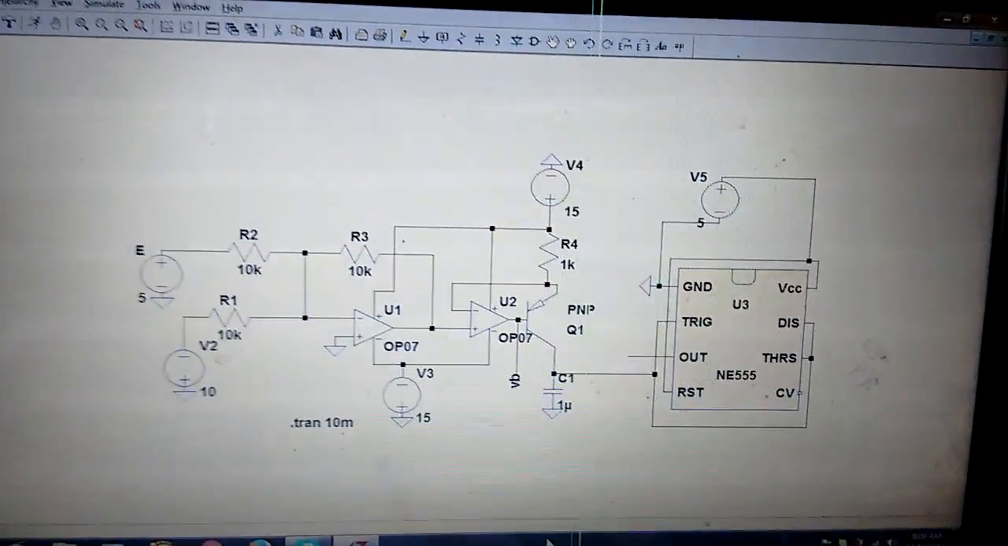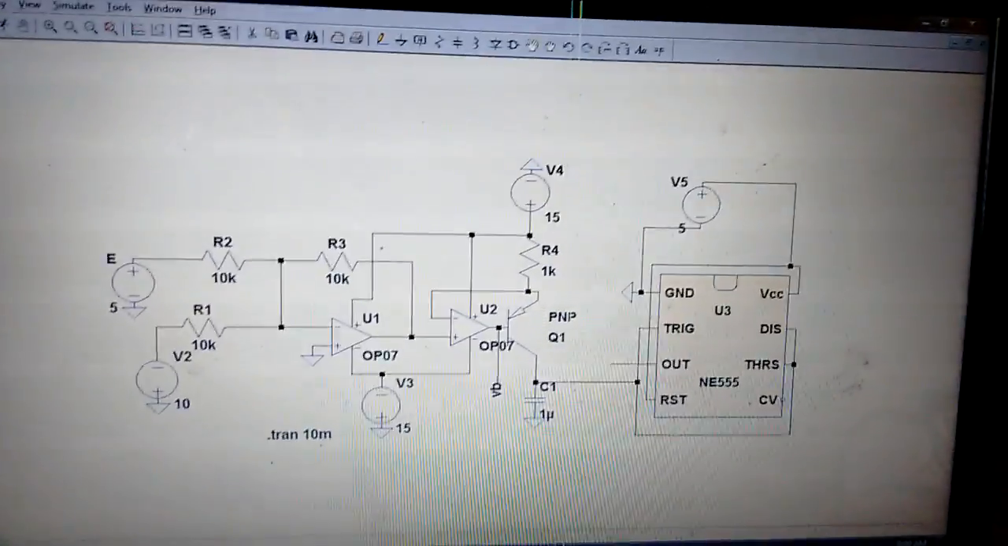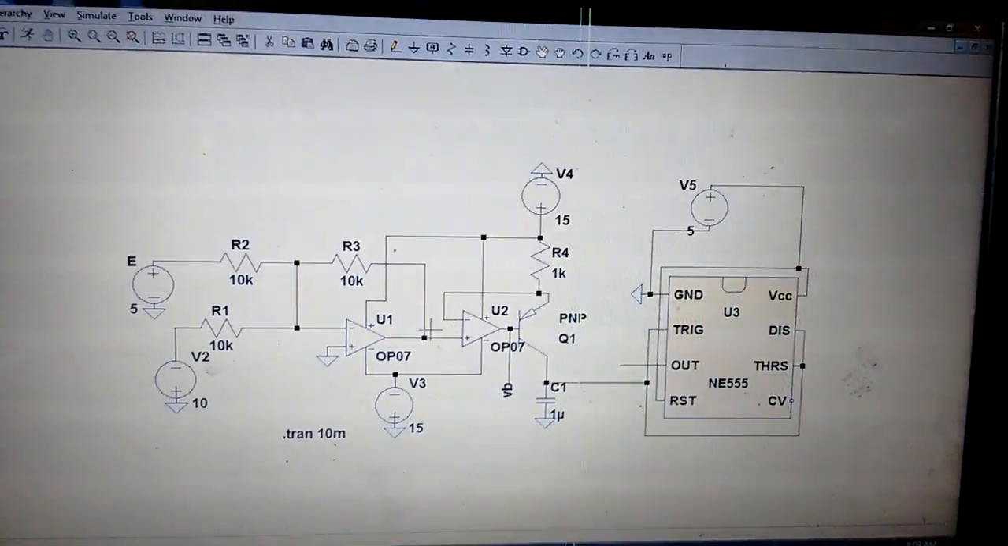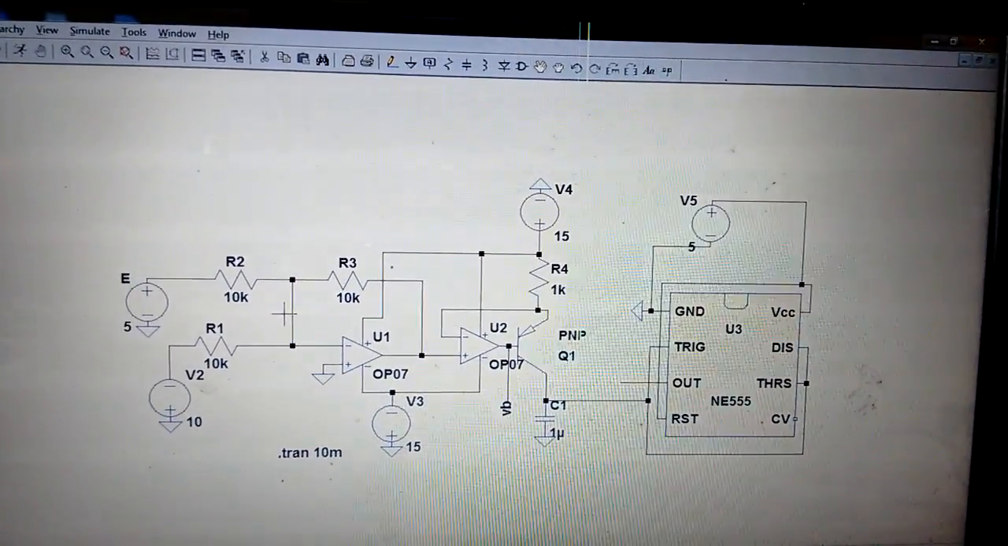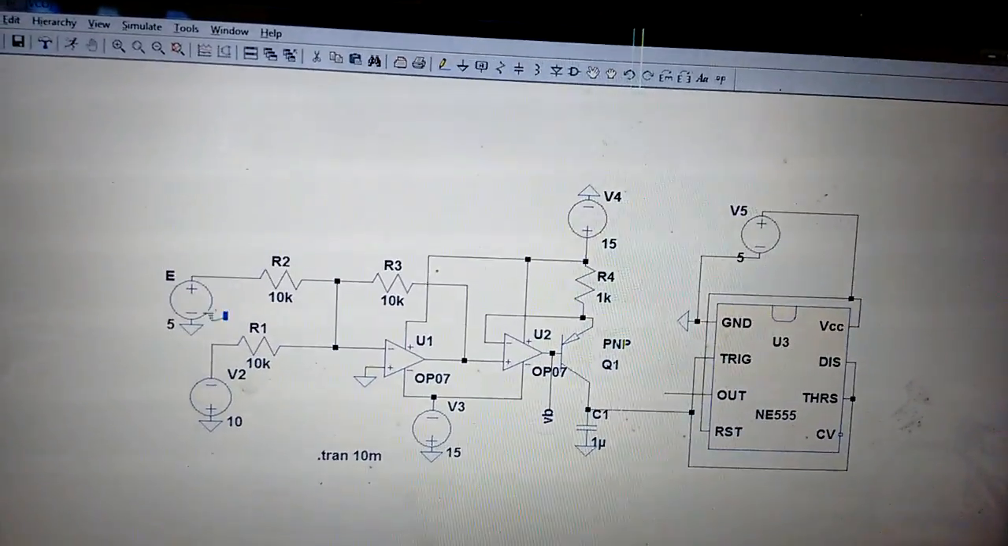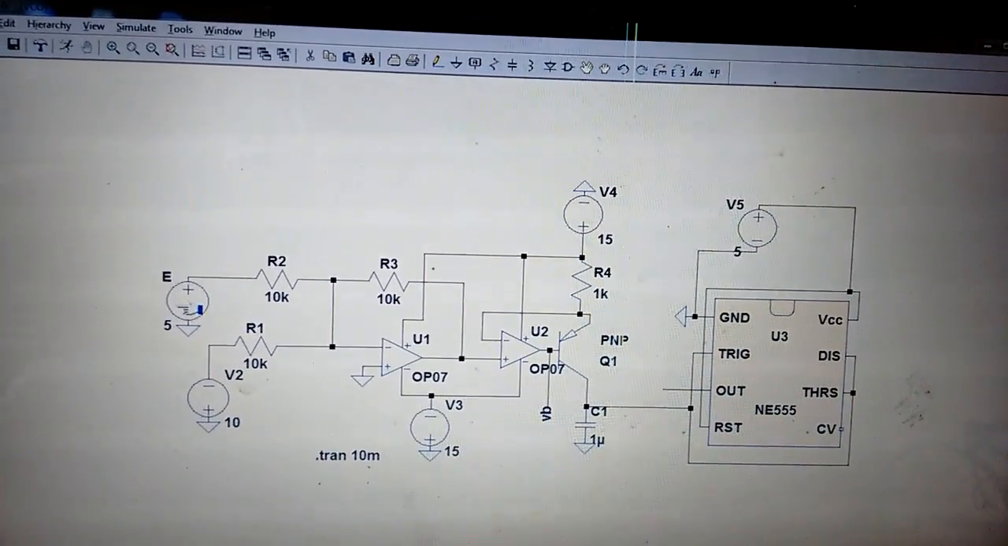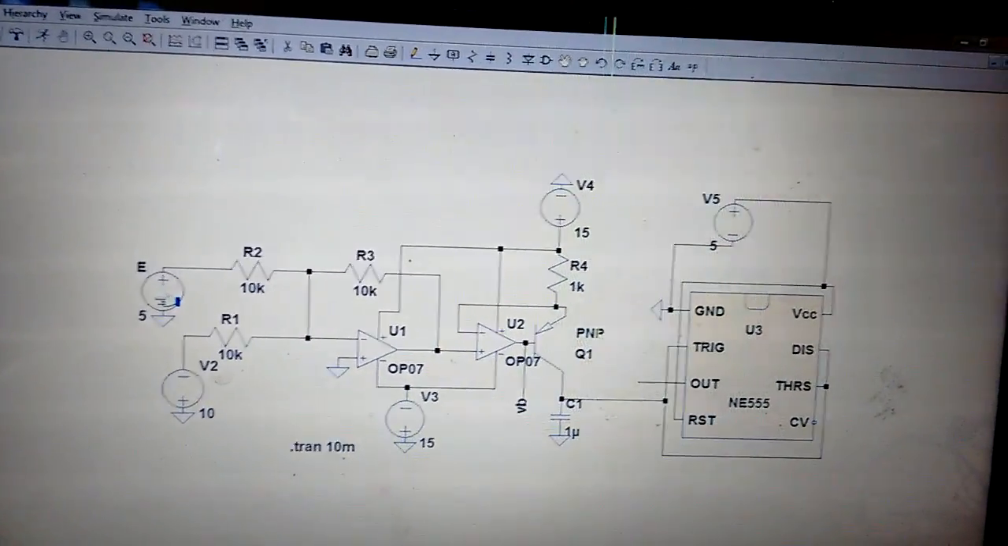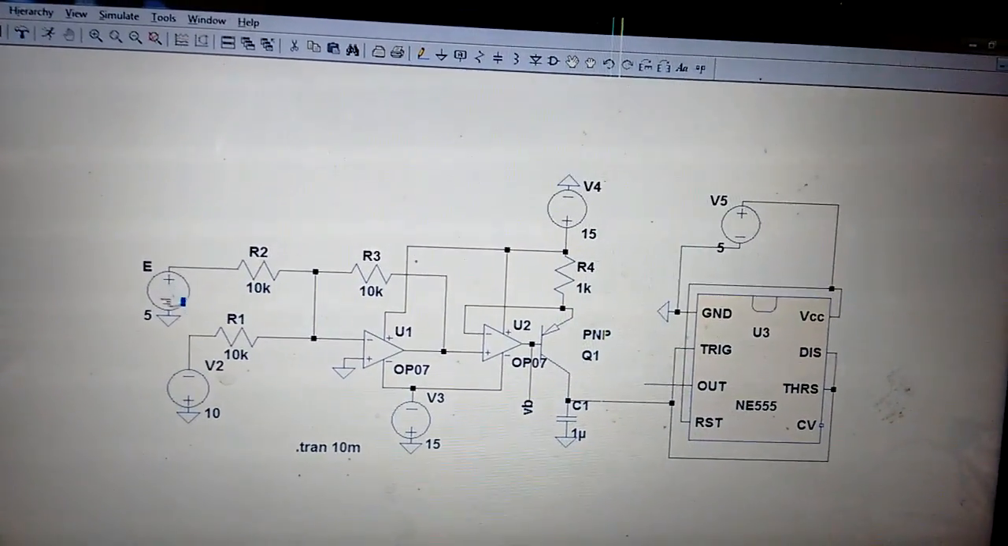To do the simulation of a voltage controlled frequency shifter. Now these two are the operational amplifiers and these three 10 kilo ohm resistors. This is the 10 volt voltage source that is given to the negative terminal. This is the main voltage which controls the output frequency, that is E, right?